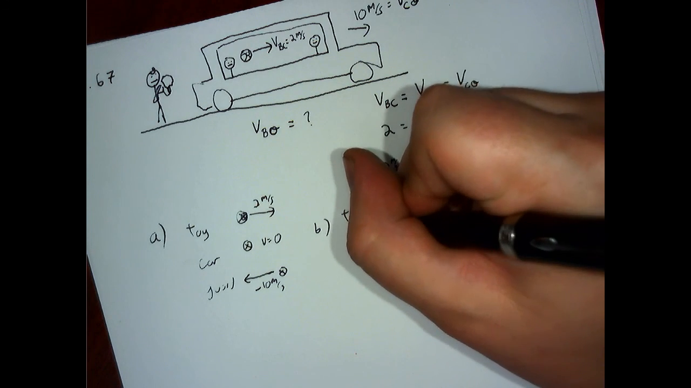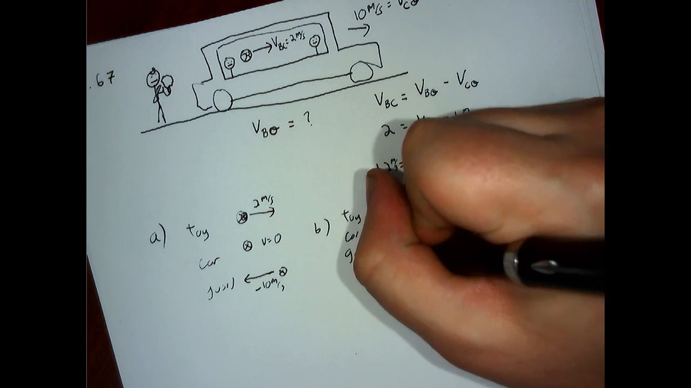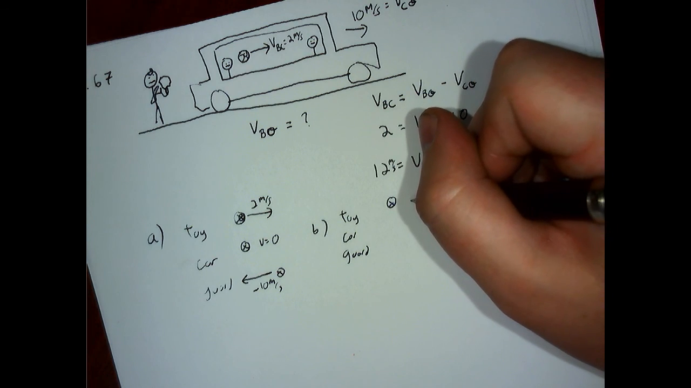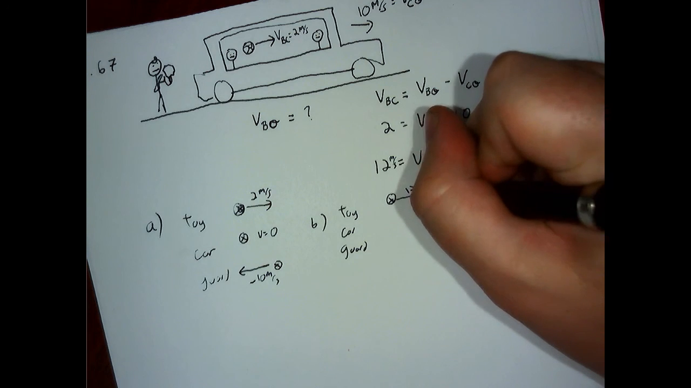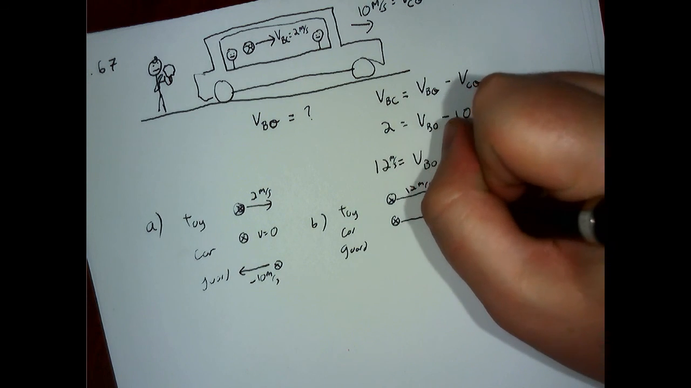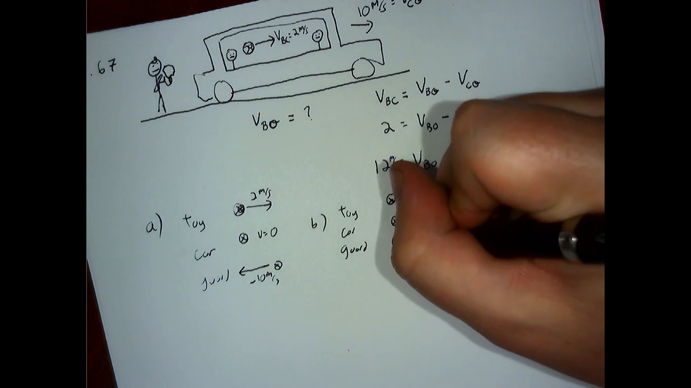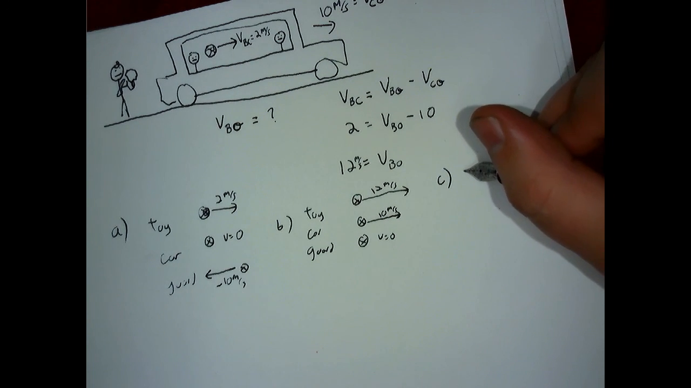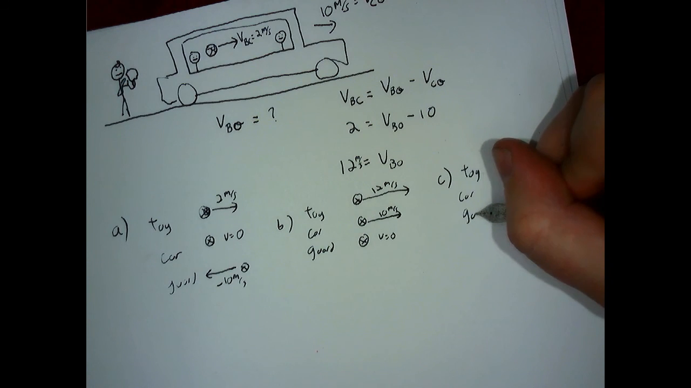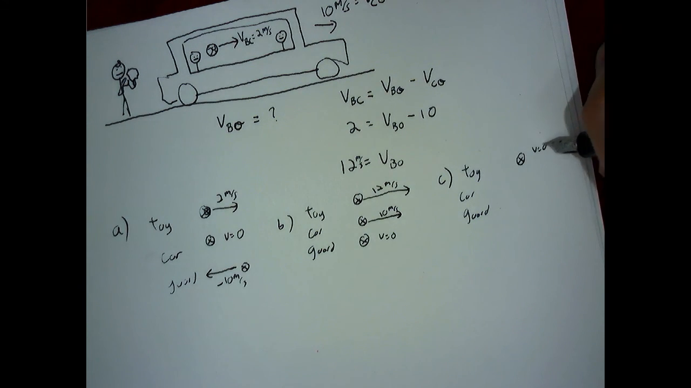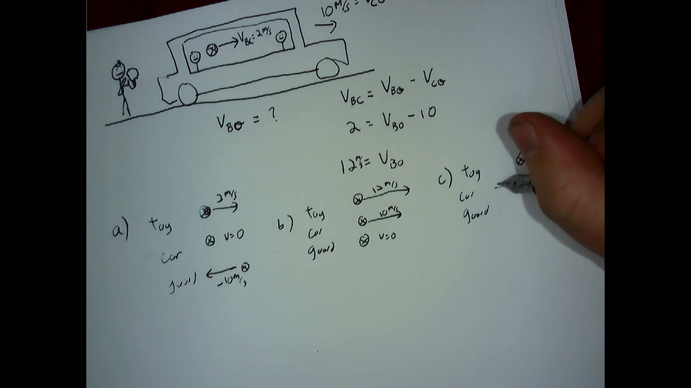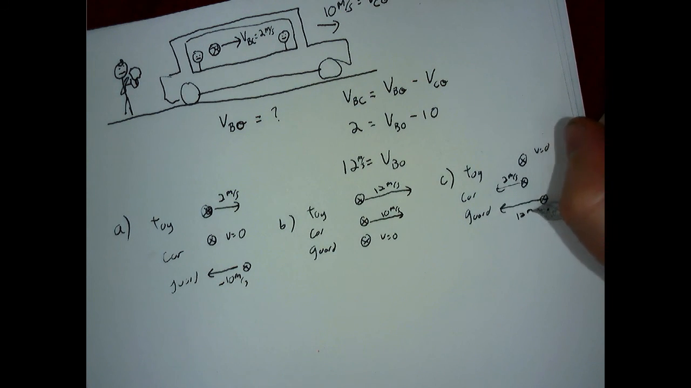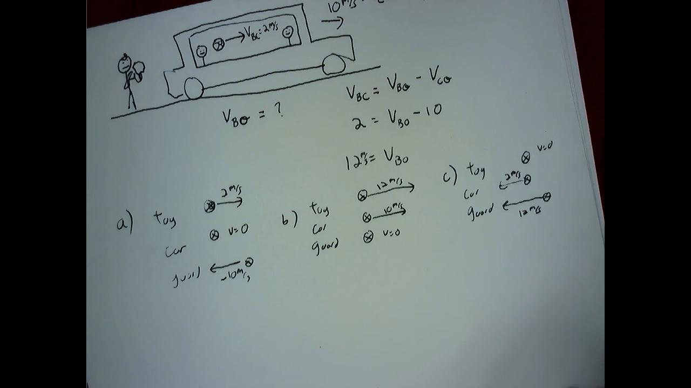What about the toy, the car, the guard, relative to the guard, part B? Toy's gonna go, this is relative to the guard, so the toy is going to go extra fast. The car is just going to go medium fast, and the guard is just gonna sit still. What about relative to the toy? Toy sits still in its own frame, but it sees the car moving this way at 2 meters per second, and it sees the guard moving super fast at 12 meters per second. That makes sense.